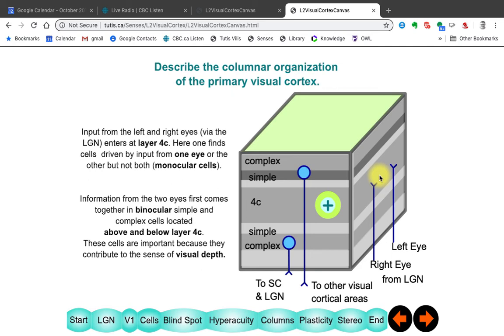So when the signal from the two eyes comes together, you can compare the signal from both eyes. And as a consequence, you can see something called depth or stereo vision. You can tell what object is closer to you than farther from you. It is the reason we have two eyes.